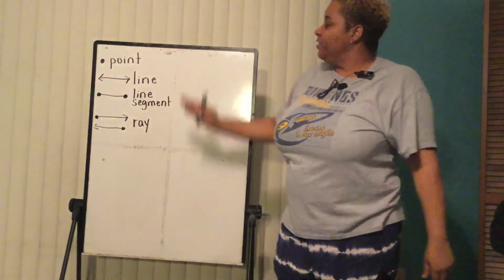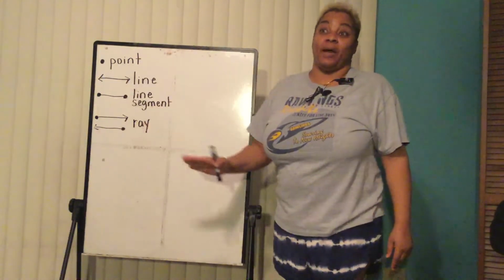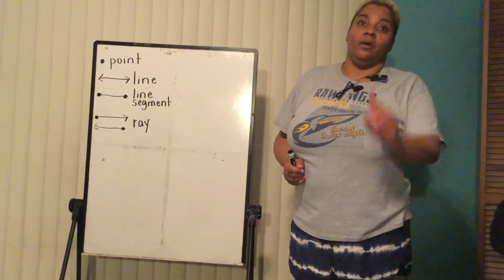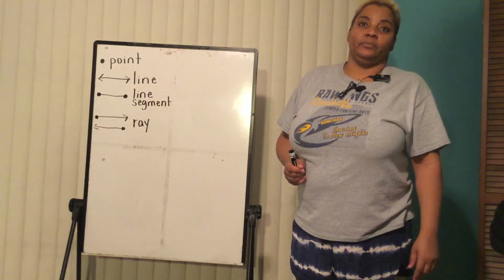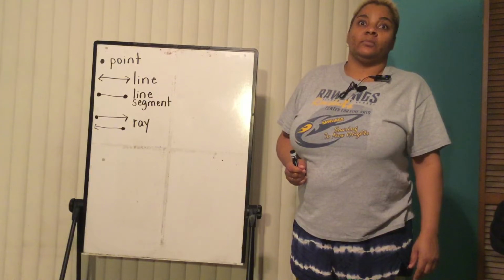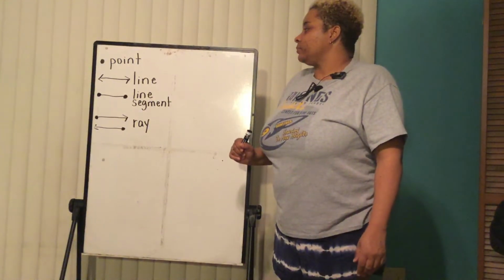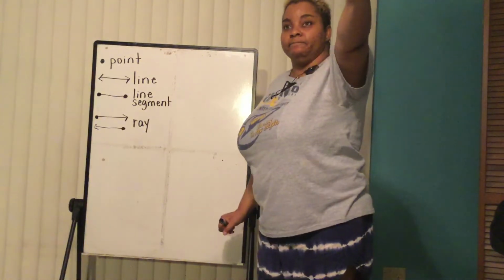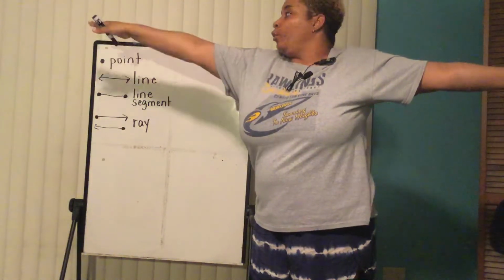Stop for a minute. Think of anything that you see different. Think of something that you see alike about them as you're drawing them and writing them down. Pause for just a second. All right. Do it with me. Point, line segment, ray.